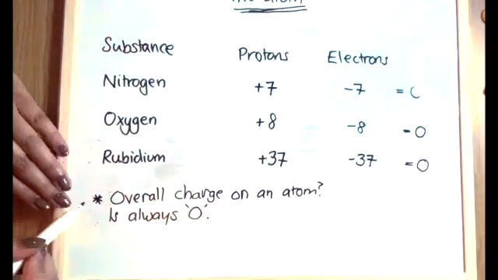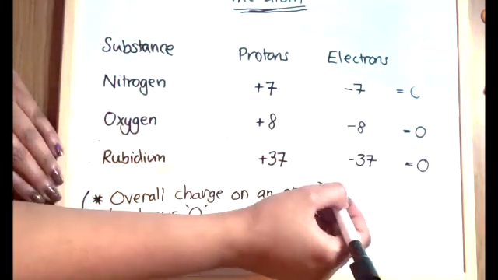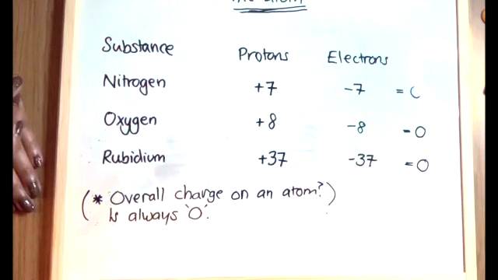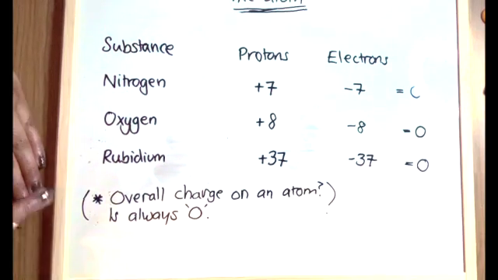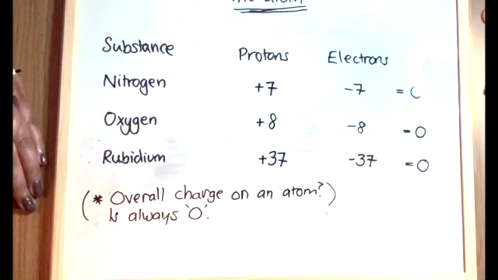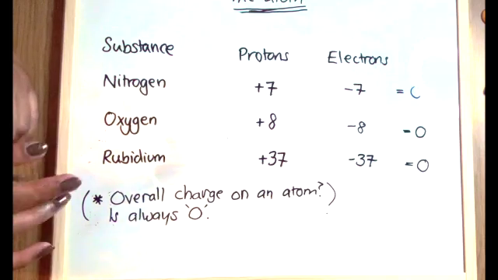Now, if you're watching this video and you've started your GCSE learning, this question sometimes comes up. What is the overall charge on an atom? Depending on how many marks it is, the simple answer is the overall charge on an atom is 0. And if you want to get those extra marks, you say because atoms have the same number of positive protons as negative electrons. Okay, lovely.